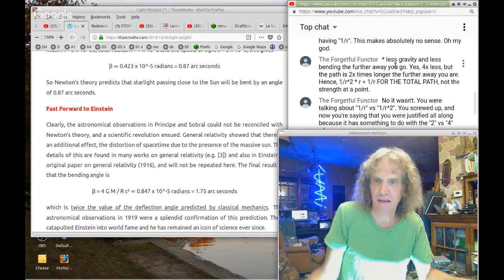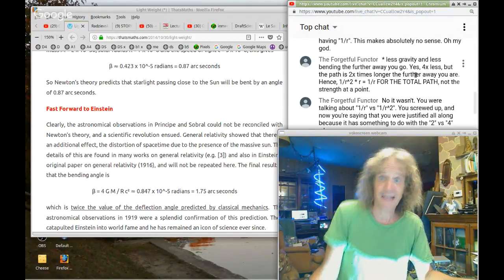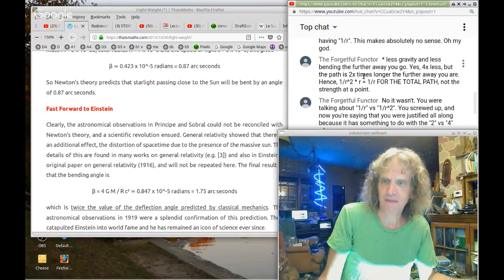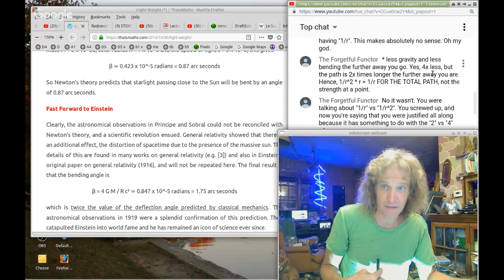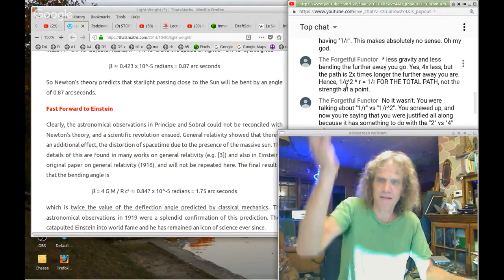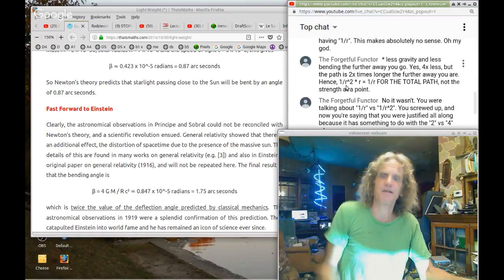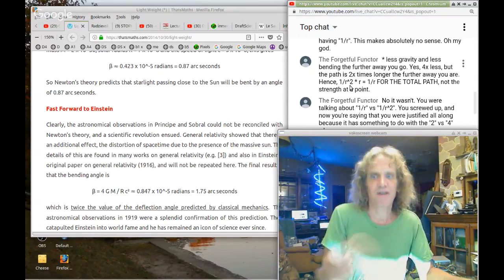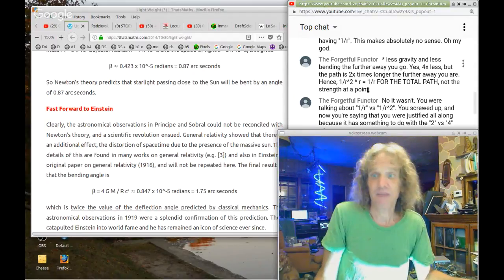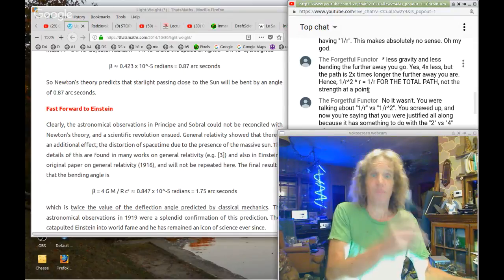Keep saying nothing. Less gravity and less bending the further away you go. That's what you're apparently arguing. Yes, he says yes. 4x less. Amazing. No, he's agreeing with me. Less gravity and less bending the further away you go. Okay, that's my quote. Yes, 4 times less. But the path is 2 times longer and further away you are, hence. So again, he's going back to the same argument. They're trying to say that because you're in the gravity longer, that somehow you can undo the fact that the gravity's always getting weaker. So he really does think that the further away I go, the more the light bends.